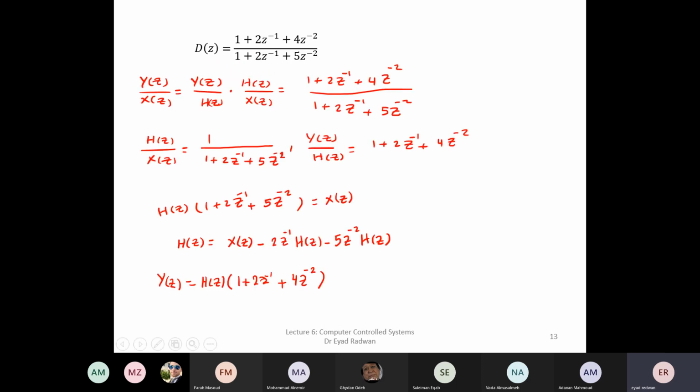So here I will have an input x of z, and I will produce from here h of z. If I go back and see, h of z equals x of z minus 2z inverse h of z minus 5z to the power minus 2 h of z.